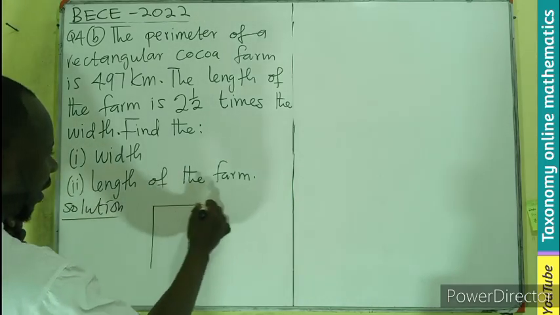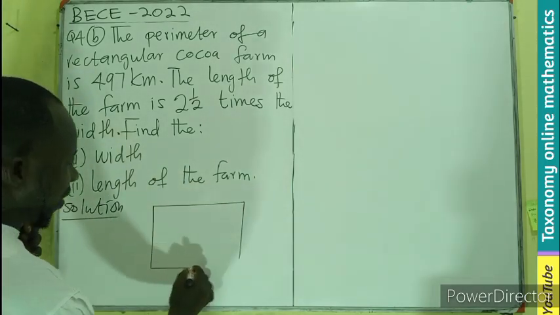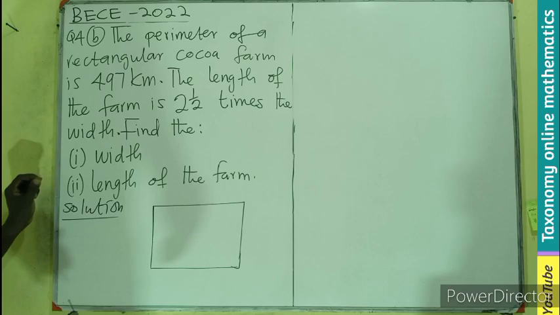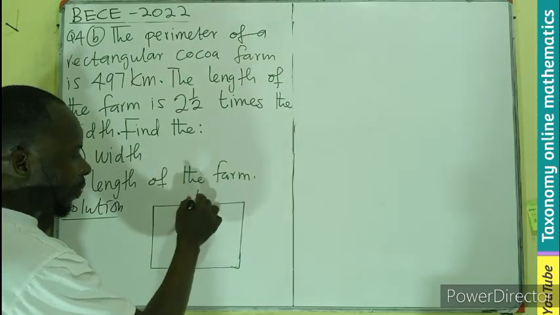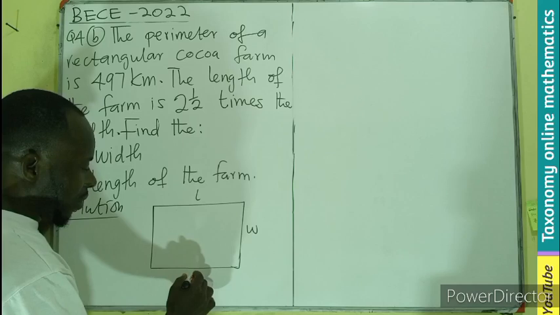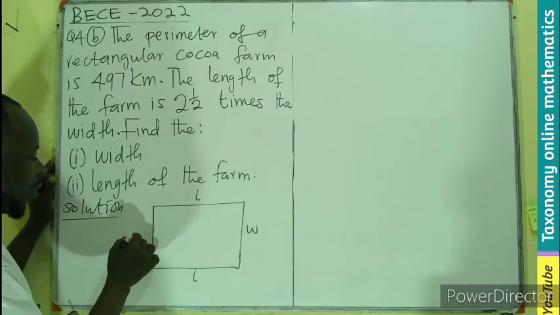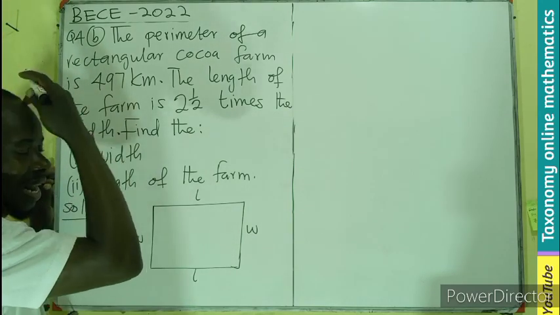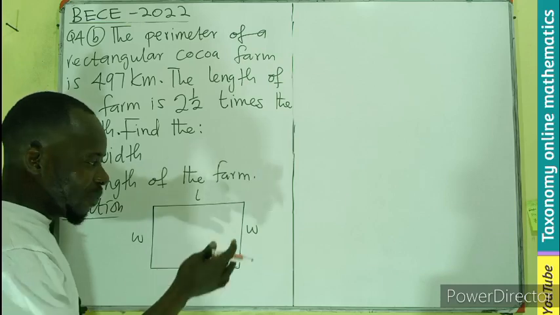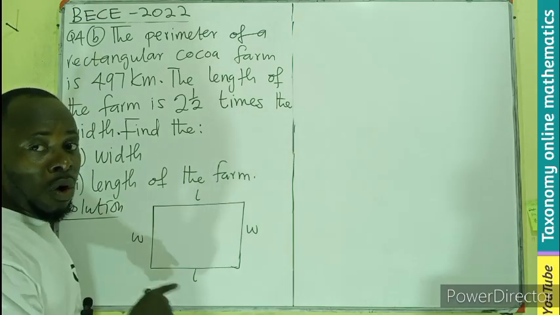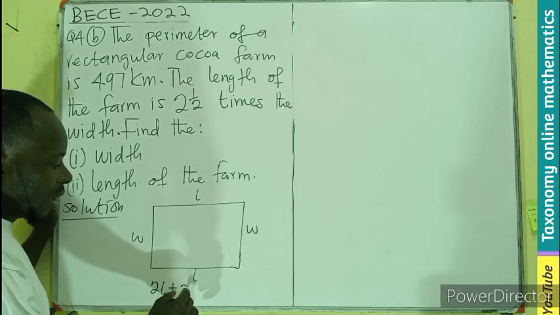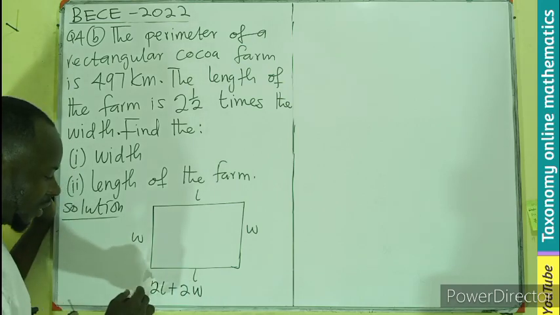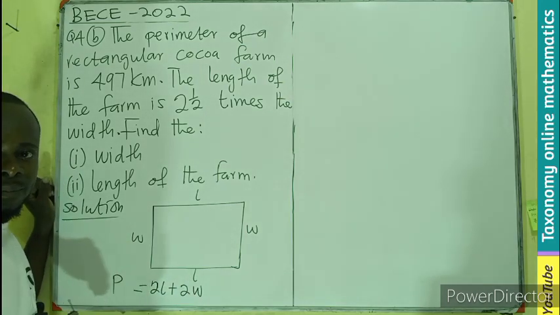We can say this is the length of the farm. This is the width of the farm. Now, if I add the length plus the width plus the length plus the width, I should be having 497. That is the perimeter of a rectangle. Adding all together, I'll be having 2 of the L plus 2 of the W, in terms of the perimeter.